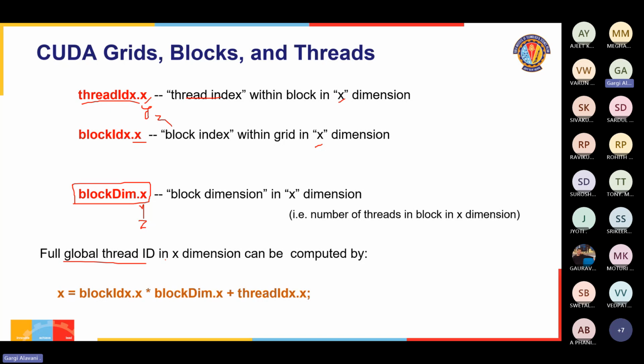So, if you want to calculate this global thread index in the X dimension, you can compute it as blockIdx.x times blockDim.x plus threadIdx.x. That is, which block in X, what is the dimension of a block, and in this block, what is the thread ID. We'll see examples. If it is still not clear, then we can discuss this formula again.